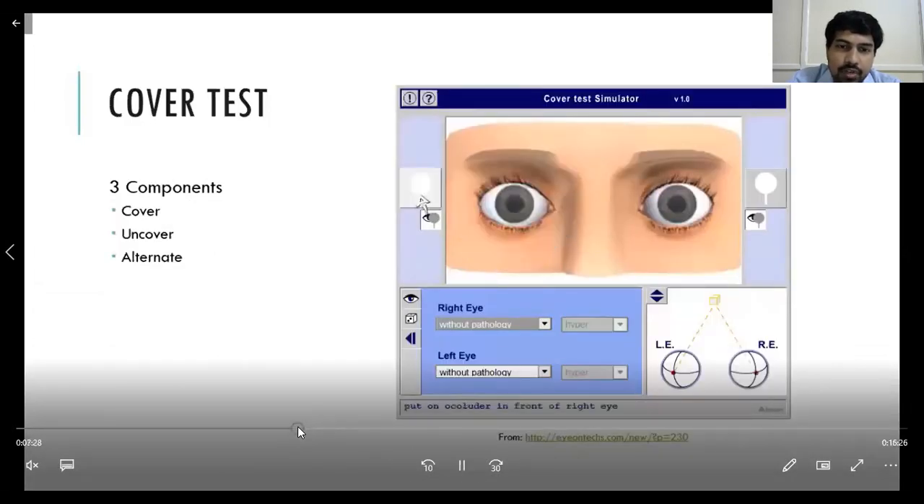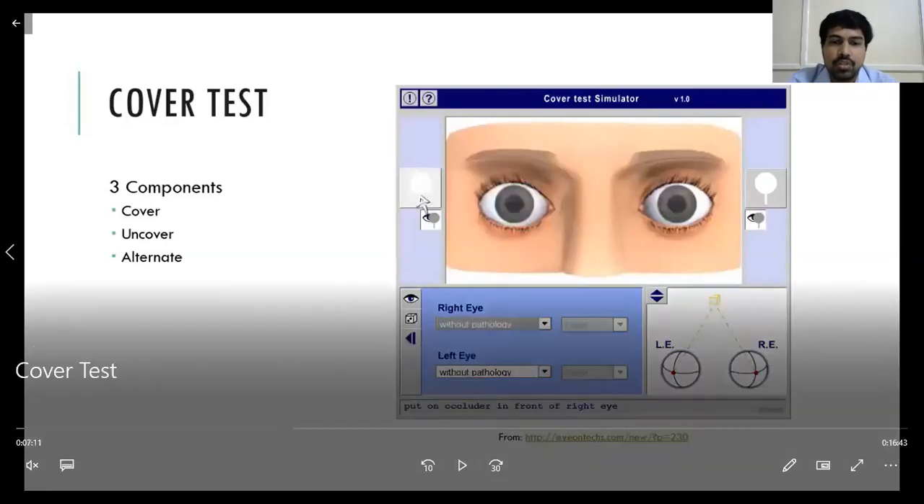Now, what are the tests we do? We do some tests known as the cover test, uncover test, and alternate cover test. This one we'll be seeing in today's class. No hurry in that.